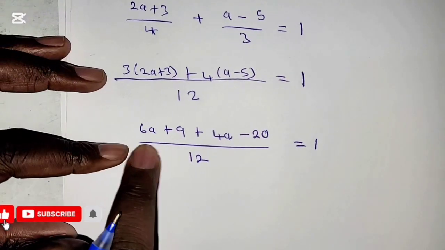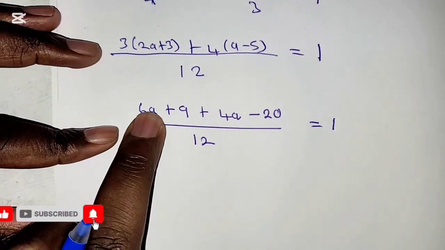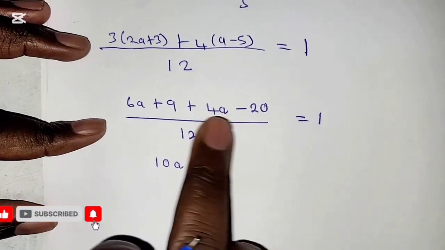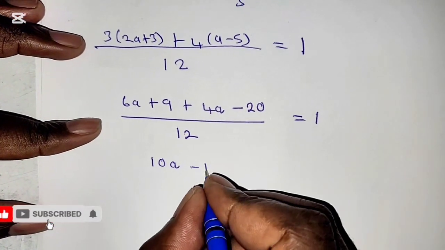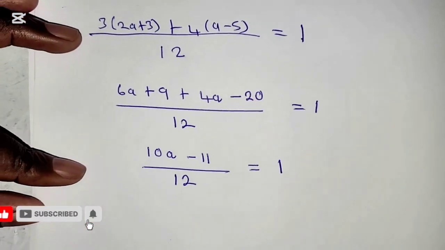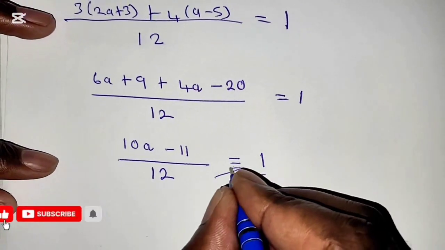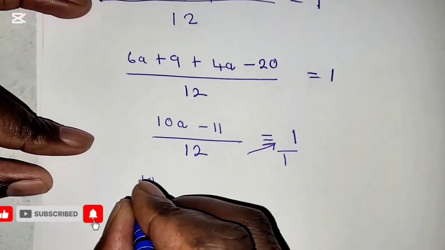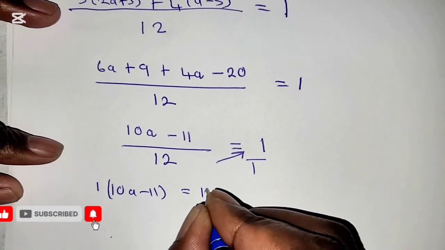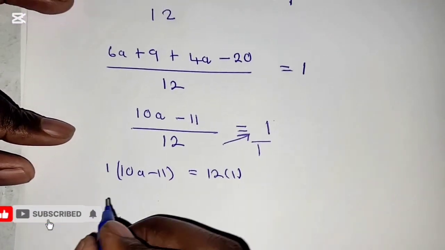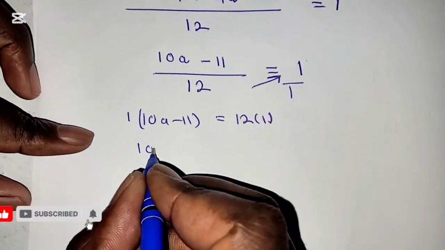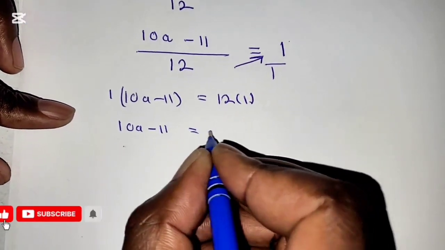So now we are going to group our like terms. 6a plus 4a, we get 10a. 9 minus 20, that's minus 11, over 12 is equals to 1. Are we together? So now we are going to cross multiply. 1 multiplied by 10a minus 11 is equals to 12 multiplied by 1. So 10a minus 11 is equals to 12.